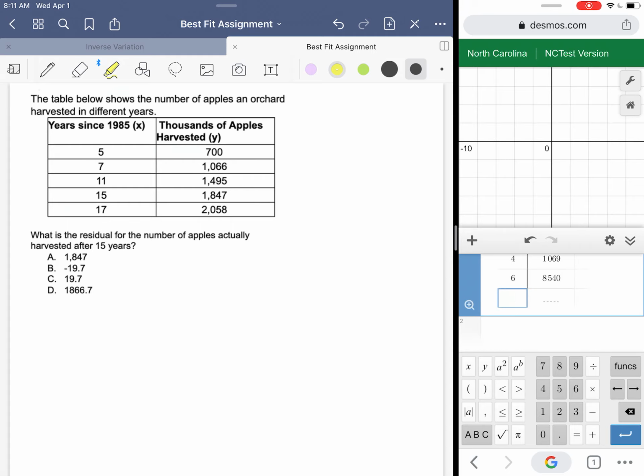All right, let's look at the next one. In this one we have that the table shows the number of apples an orchard harvested in different years. What is the residual for the number of apples actually harvested after 15 years?